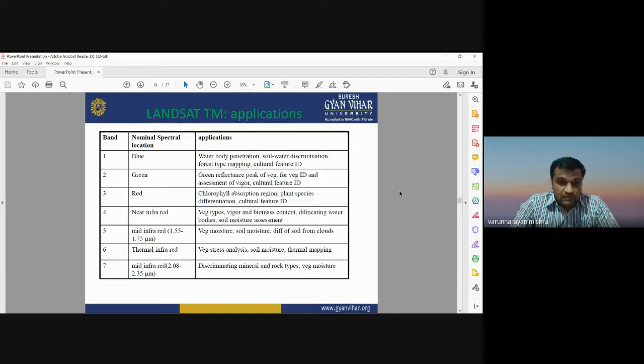Mid infrared and thermal infrared bands are also very useful for the analysis of vegetation stress, soil moisture, and thermal mapping. So different spectral bands have different applications. Depending on our requirement, we can use any of the bands present in the Landsat TM sensor.